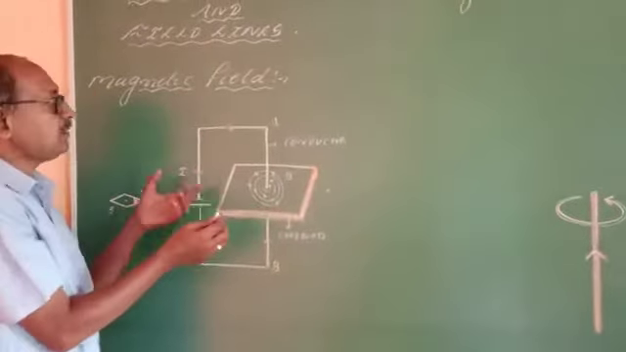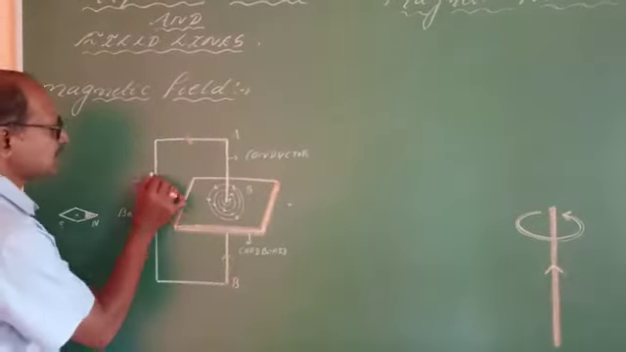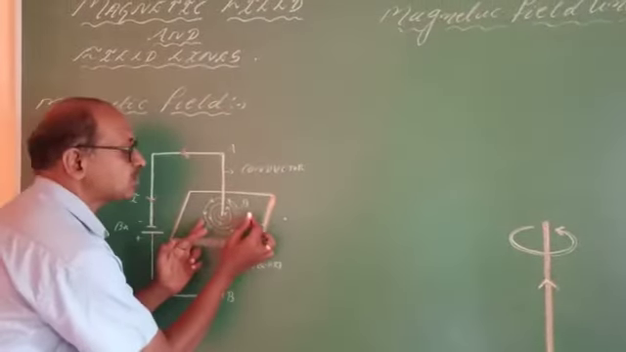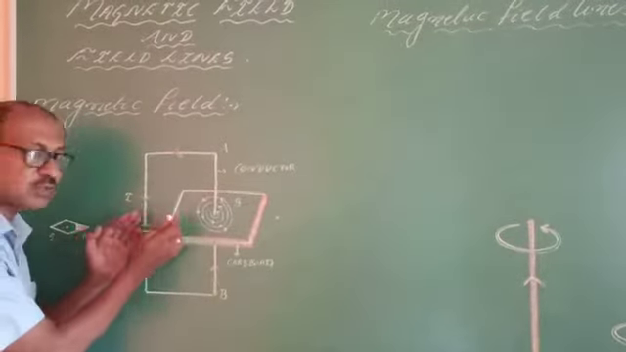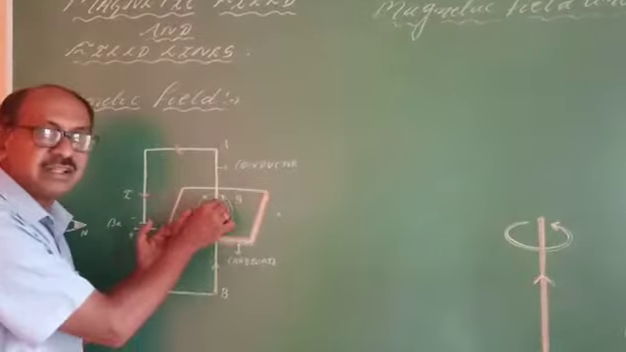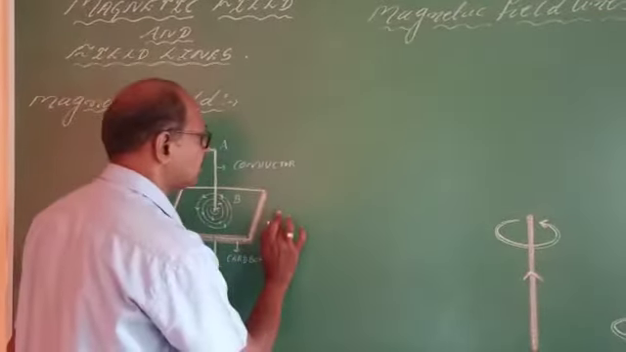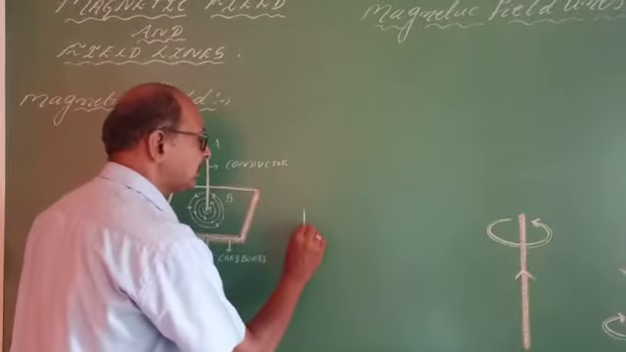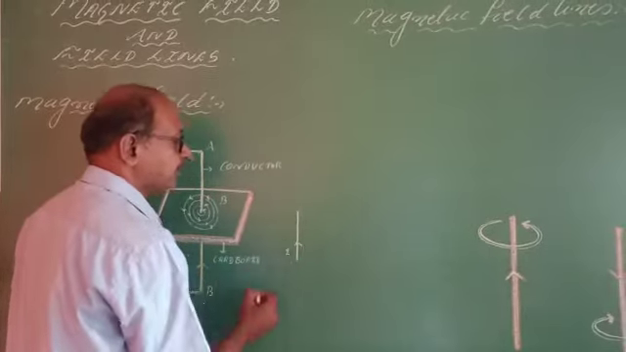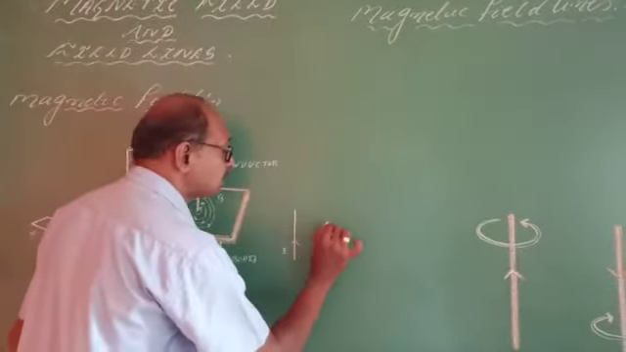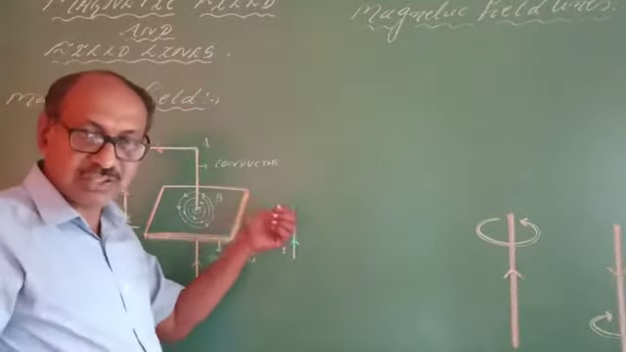So what is the meaning of a magnetic field? As you go on increasing this current, the magnetic field also increases. As you go on decreasing the current, the magnetic field decreases. Let us consider like this. Here we have a conductor which carries the current I. So around this conductor, there must be a presence of the magnetic field.